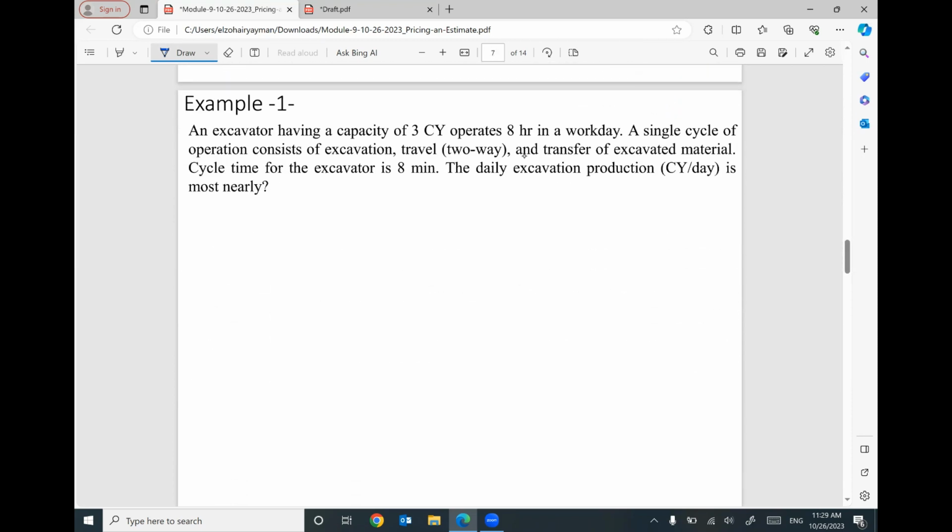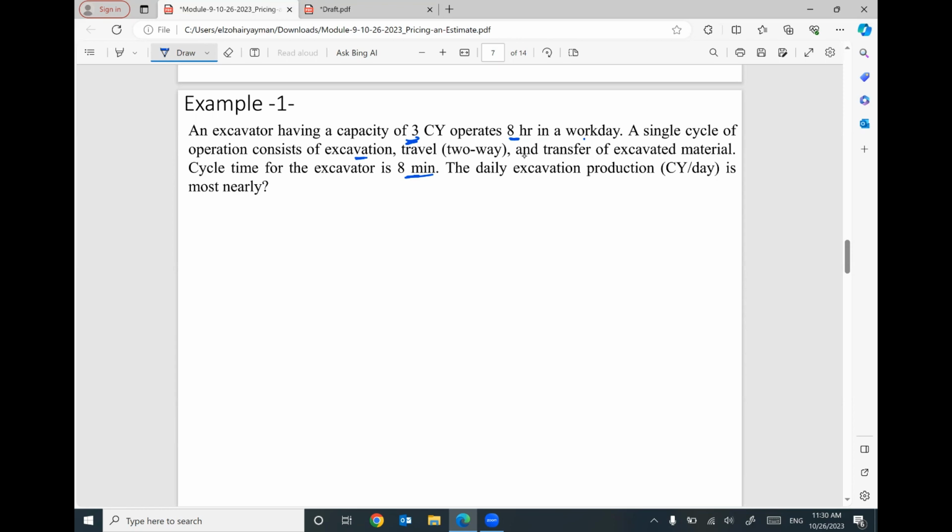We have an excavator with a capacity equal to 3 cubic yards, and this excavator can work 8 hours per day. The single cycle of the operation consists of excavation, two-way travel, and the transfer of excavated material. Cycle time for the excavator is 8 minutes. The daily excavation production rate, in cubic yards per day, will be how much?